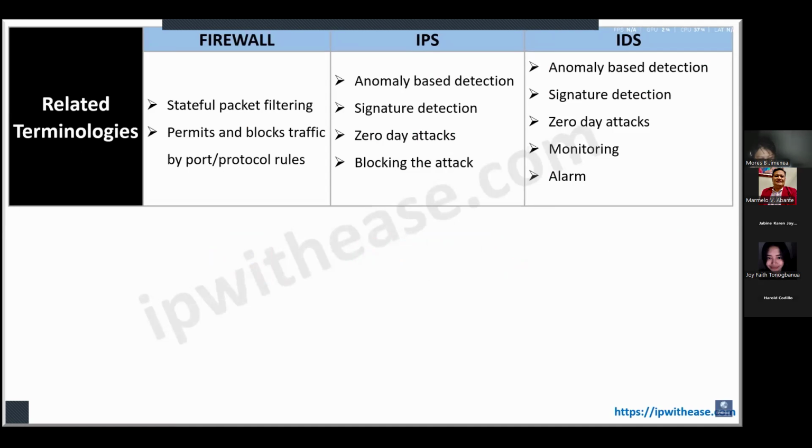Now that we have a high-level understanding of the three essential security components, let's reiterate the key features and functionality of each one. Firewall related terms are stateful firewall, filtering and inspection. It permits and blocks traffic based on ports and protocol rules. IPS related terms are anomaly detection, signature detection, zero-day attacks, blocking the attack. IDS related terms are anomaly detection, signature detection, zero-day attacks, monitoring, and alarm.